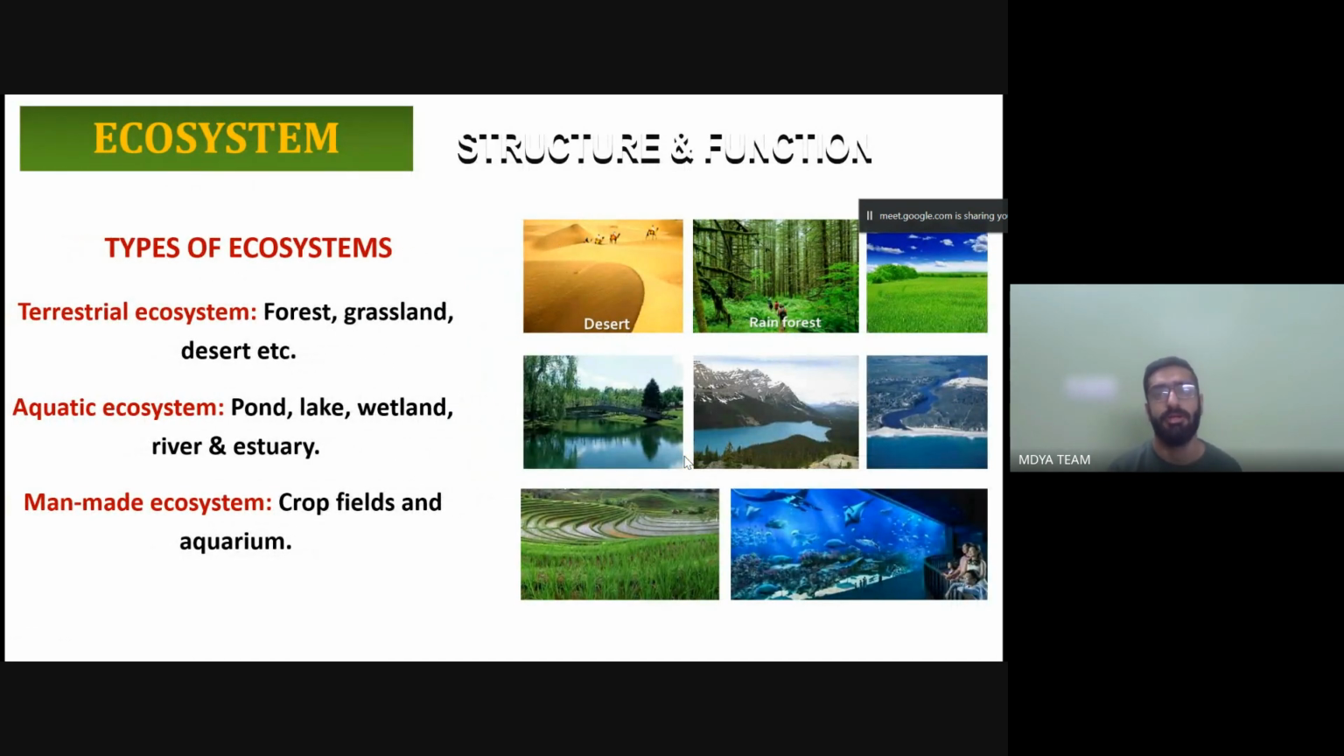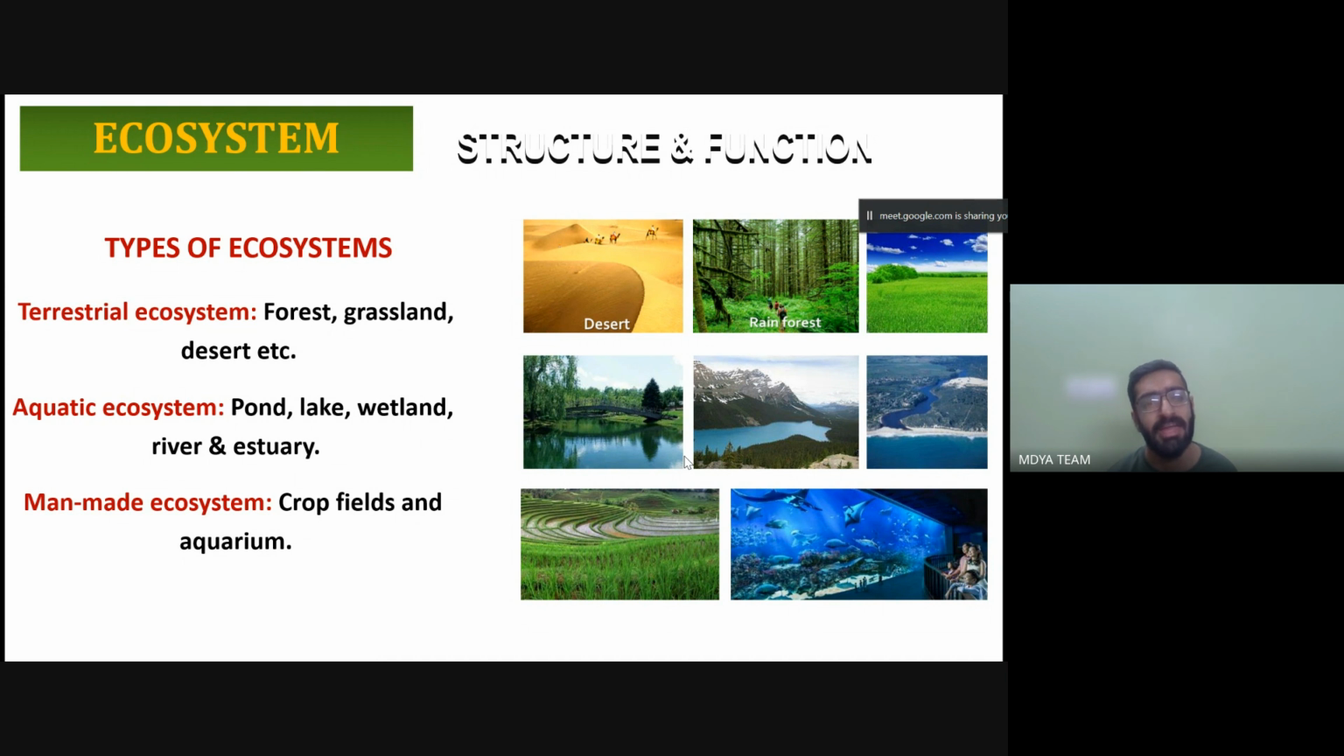Right. Now we'll understand the types of ecosystem. There are three types: the terrestrial ecosystem, the aquatic ecosystem, and the man-made ecosystem. The terrestrial ecosystem is that which has been formed by itself. It consists of the forest, grassland, and the desert. The species that can survive on land live there, and that place which consists of land is called the terrestrial ecosystem.